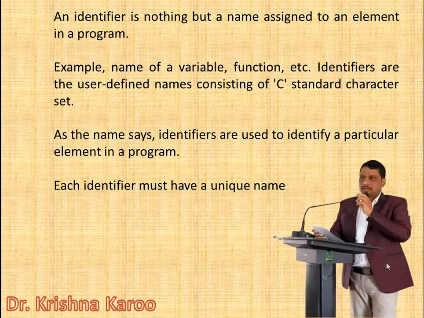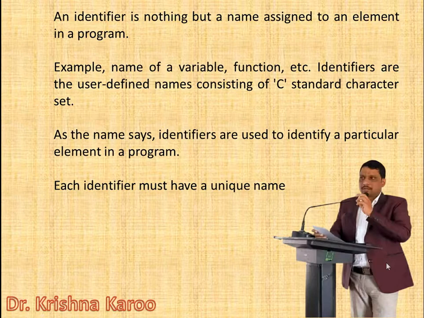Now, what is an identifier? An identifier is nothing but a name assigned to an element in a program, for example, the name of a variable, a function, etc. Identifiers are user-defined names. It means we can create a name of a variable or a function as a user-defined name, and to create these identifiers we use the standard character set that we have already defined.